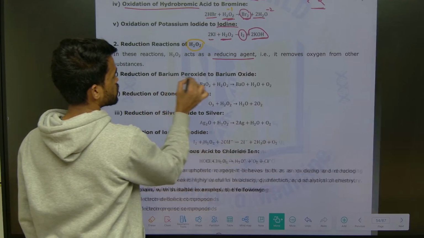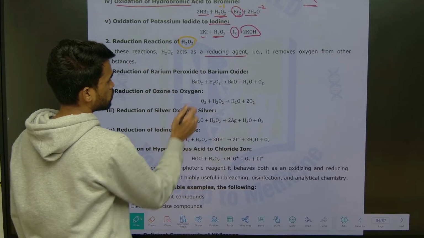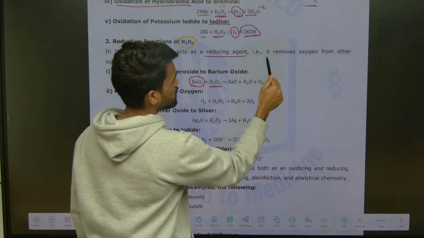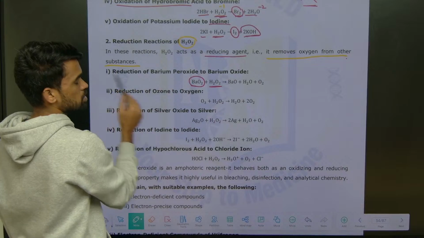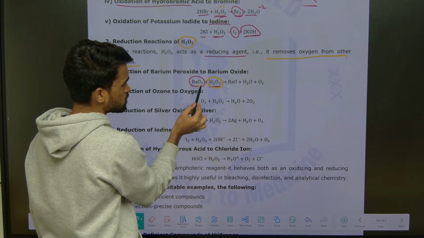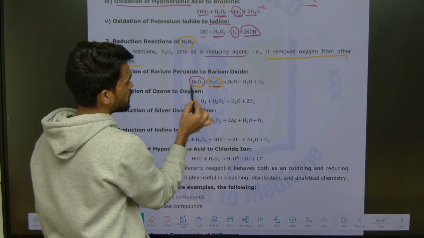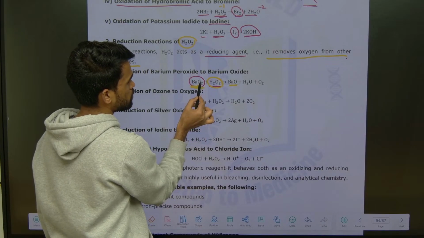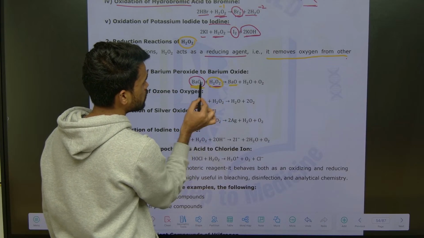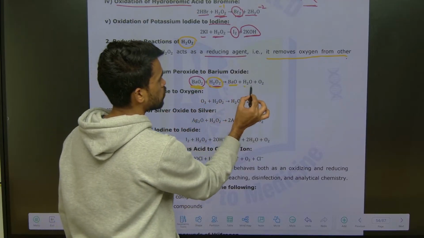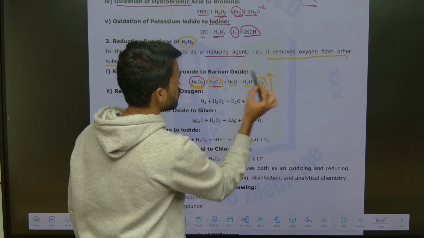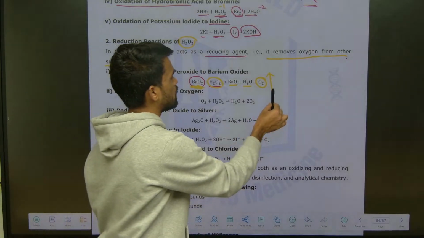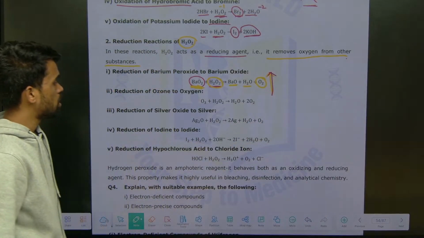See, barium peroxide with hydrogen peroxide. So BaO2 means barium peroxide plus hydrogen peroxide. See what is happening? It removes oxygen from the other substances. So hydrogen peroxide takes one oxygen from the other substances. Barium peroxide, BaO2, is converted into BaO. One oxygen atom is abstracted by hydrogen peroxide from barium peroxide, forming H2O plus O2. So what you need to remember is, when hydrogen peroxide is acting as a reducing agent, mostly it releases oxygen gas.